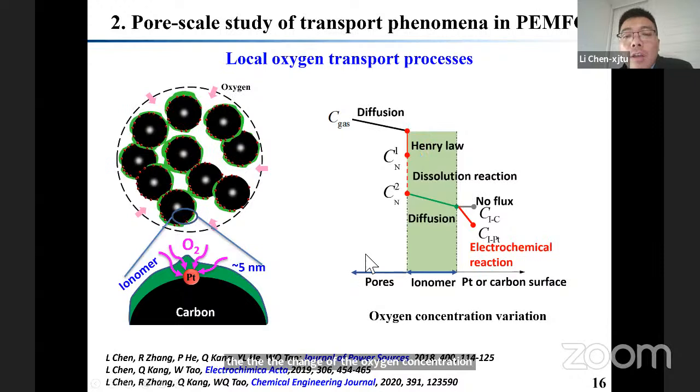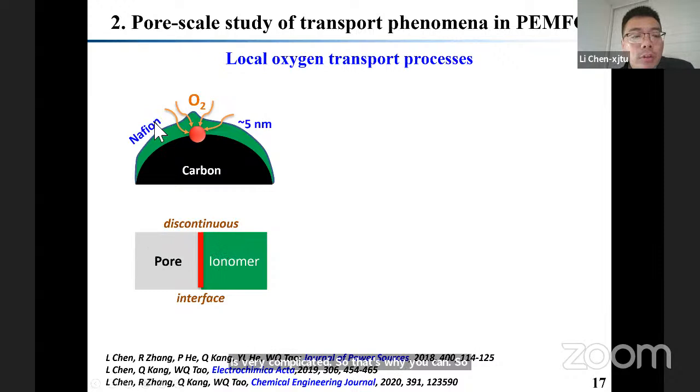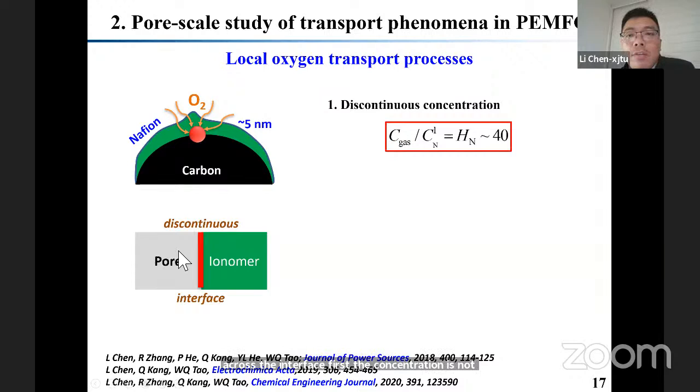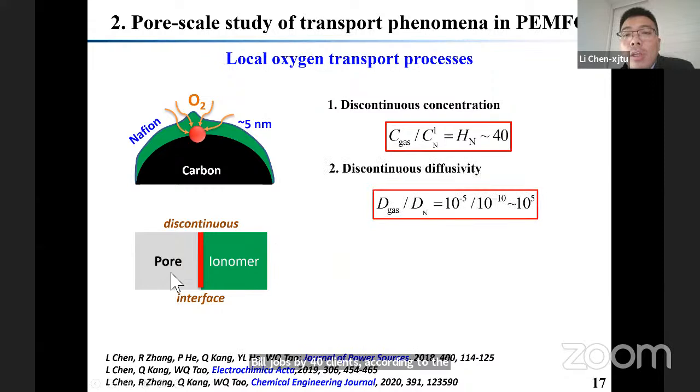So for example, here at the left is the pore region, and at the right is the ionomer region, and across the interface, first the concentration is not continuous. So as oxygen transports across the interface, its concentration will jump by 40 times according to Henry's law. Second, the diffusivity inside the pore is much higher than that inside the ionomer. You can find that the difference is about 5 orders of magnitude, right?